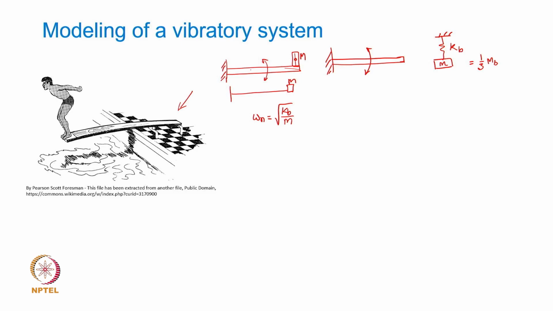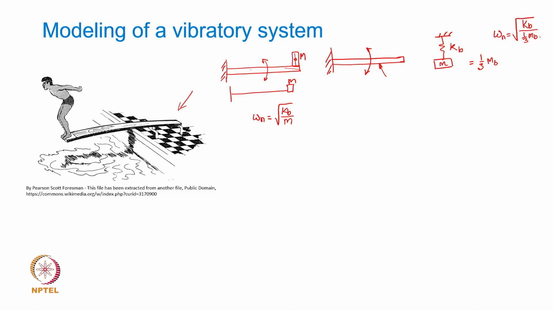Okay. So, using this, the natural frequency can be obtained as the square root of Kb over 1/3 times the mass of the board. Based on the material properties of the board, you can find the mass, and this is how the natural frequency can be calculated.